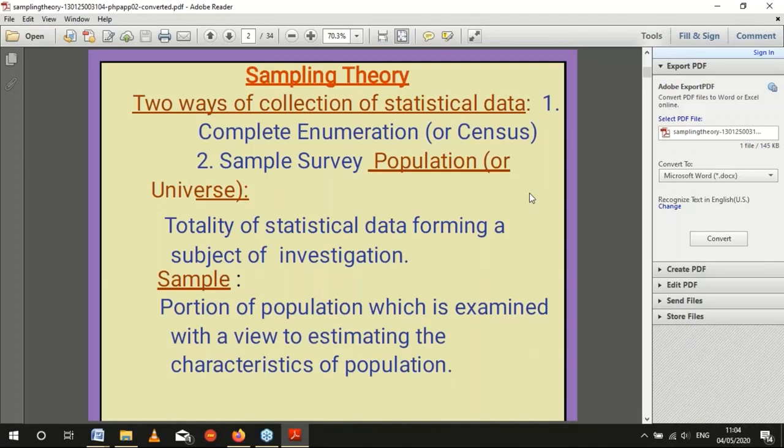Now we look at another one, the sample. This is a portion which is examined with a view to estimating the characteristics of the population. If we could recall, last week I was making an analysis saying the federal government is giving out 5,000 and we want to make sure it goes around in all the states. Then we pick samples from different states so that every state and every group or community in Nigeria gets this amount of money. That is taking samples of the population, taking samples of a particular area.